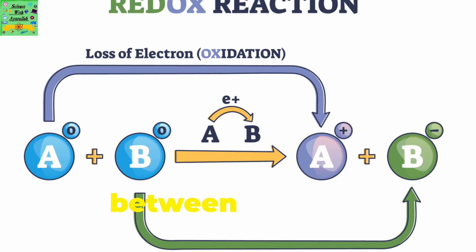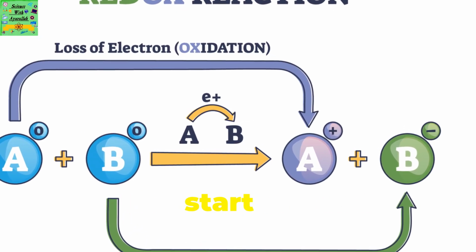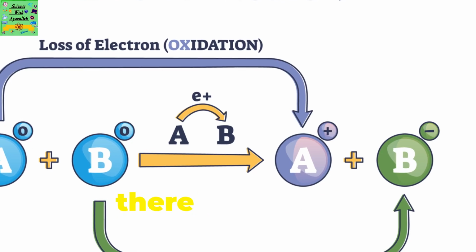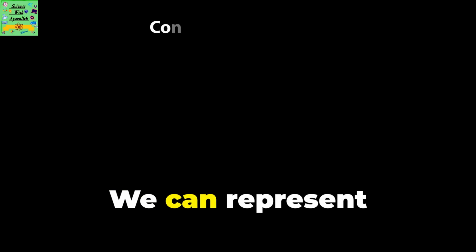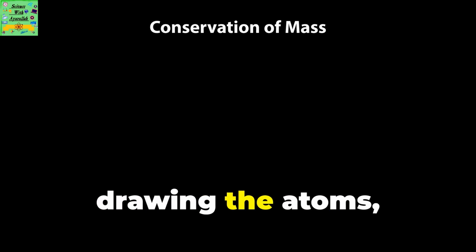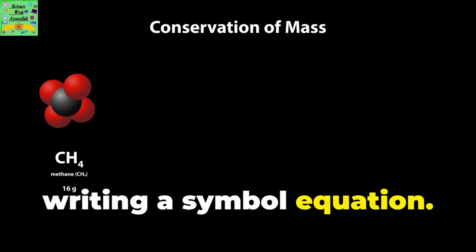In the reaction between iron and sulfur, the iron and the sulfur atoms that were there at the start of the reaction are still there at the end. They have just rearranged themselves. We can represent this reaction by drawing the atoms, writing a word equation, or by writing a symbol equation.